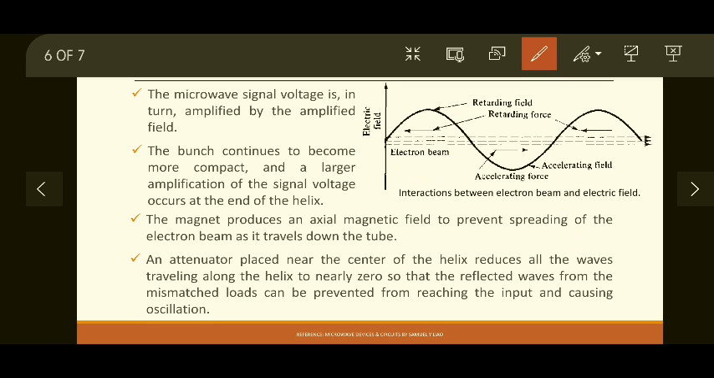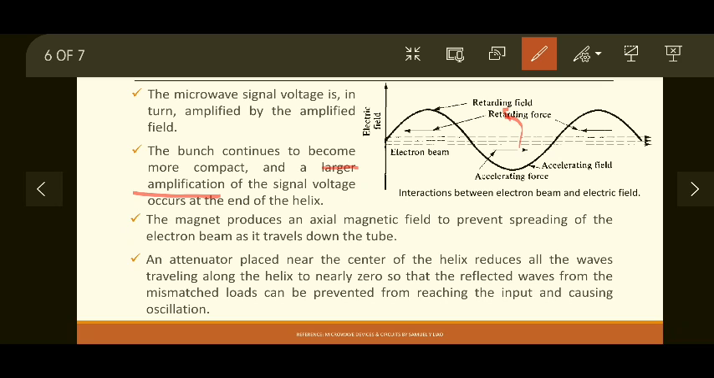Now how does it create a larger amplification? Every time this bunch is getting compact, more energy is transferred from the electron beam towards the electromagnetic field, and the more energy transferred, the larger the amplification of the signal voltage. And this happens as bunching keeps getting compact as the wave propagates through the TWT.